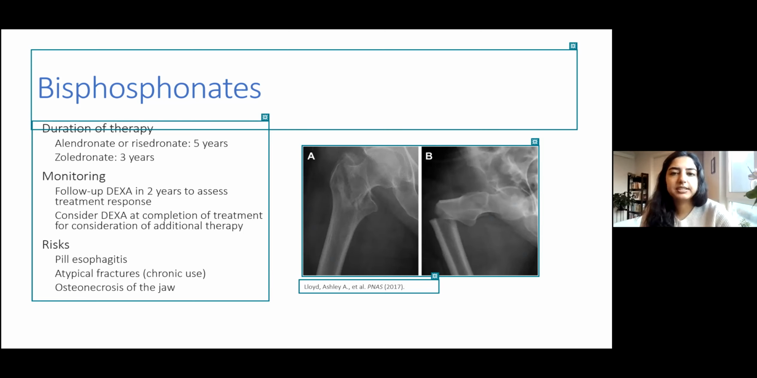In terms of side effects, don't forget about pill esophagitis, the atypical fractures that we talked about, and then osteonecrosis of the jaw.